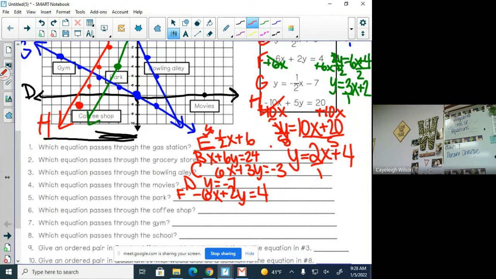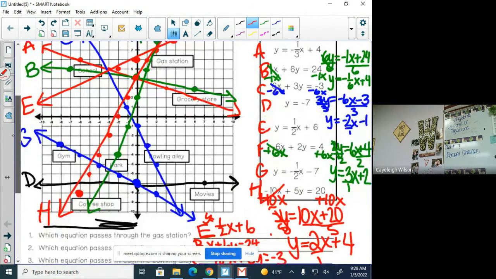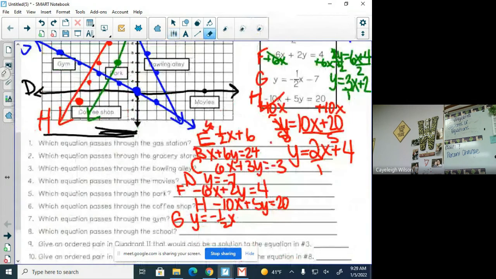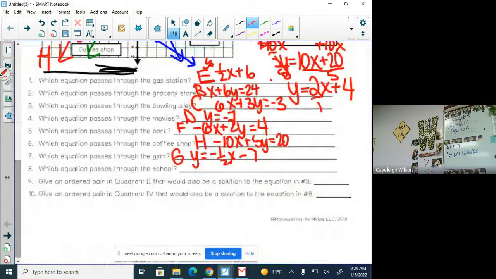All right, coffee shop. Coffee shop is this H one right here. We kept counting it out. So -10x plus 5y equals 20. Gym is G. Y equals -1/2 x plus 7. School is always -7. Okay, so school was right here. So A, which was the -1/3 x plus 4.